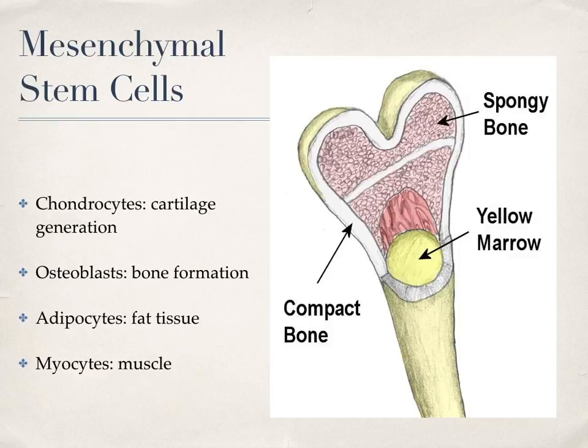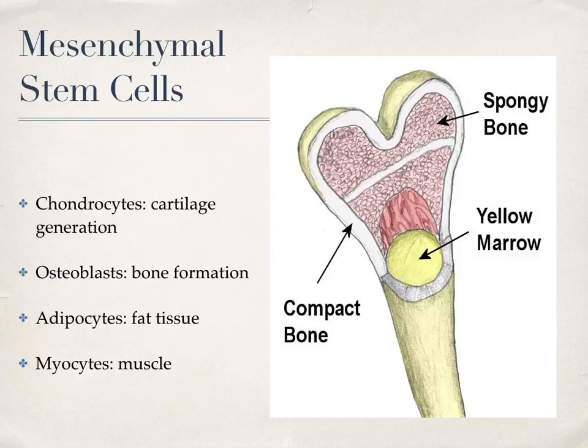Mesenchymal stem cells, which are the stem cells that we get from the yellow marrow, are also known as stromal cells. So from these cells, we get the production of fat, cartilage, and bone. The chondrocytes made from these cells are what give us the cartilage generation, osteoblasts, bone formation, adipocytes, fat tissue, and myocytes, muscle.